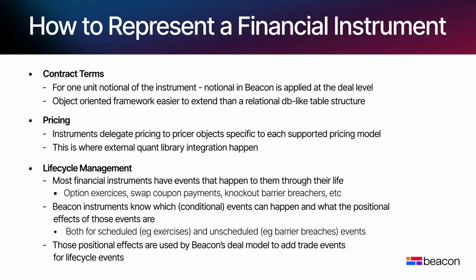So Beacon instruments know all the different kinds of events that can happen to themselves and what the positional impact of those events are. There's two main categories of event. There's scheduled events, those are things that happen on known dates like coupon payments or option exercises. And then there's unscheduled events, which are things like barrier breaches or American option exercises that happen on uncertain dates. And then Beacon's deal model asks the instruments what positional effects they expect to be able to go and implement the lifecycle events.